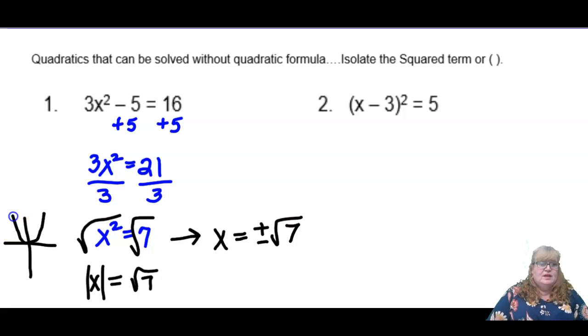If you were to graph x squared equals 7, you would get a parabola that looked like this. And if you graphed y equals 7, you'd get a line that looks like this. And there's two possible solutions. So that's why we have to remember that there could be a plus or minus.